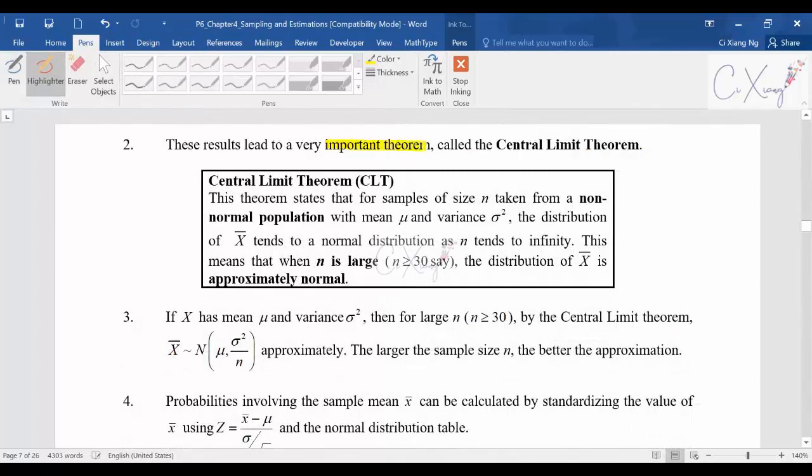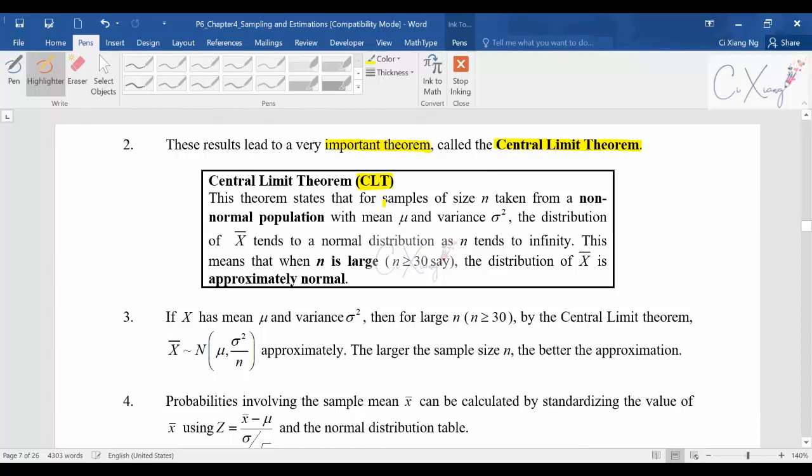So a theorem means that you can use it straight away. All right, no need to prove it anymore. All this theorem is actually obtained from a lot of different experiments, and they come to a conclusion. So this is a conclusion from a lot of experiments. For this important theorem, we call it the central limit theorem. We generally write it as CLT.